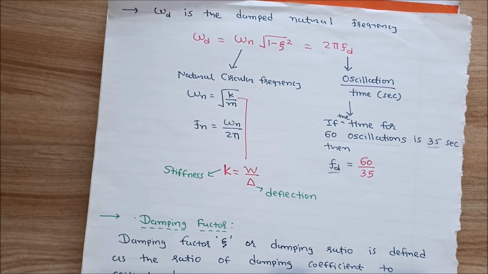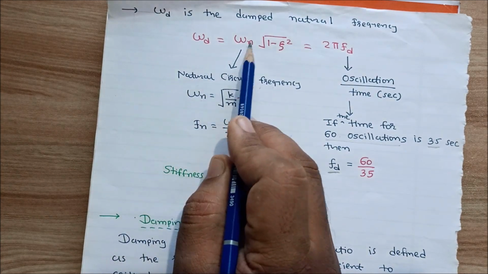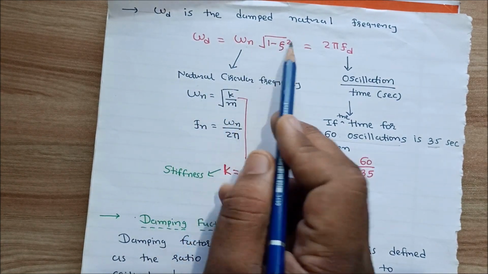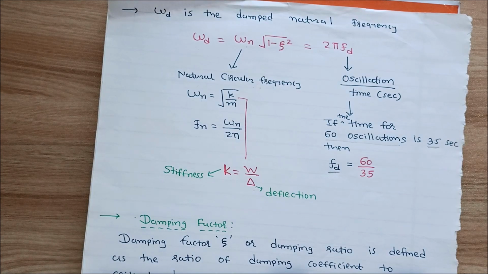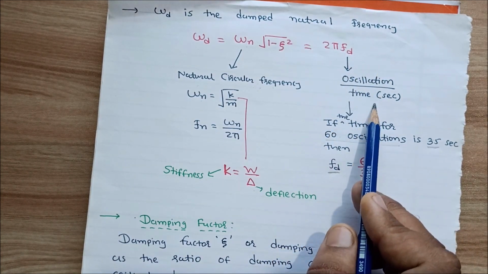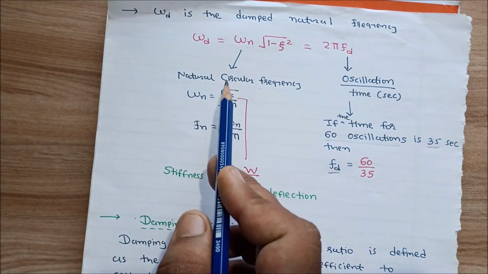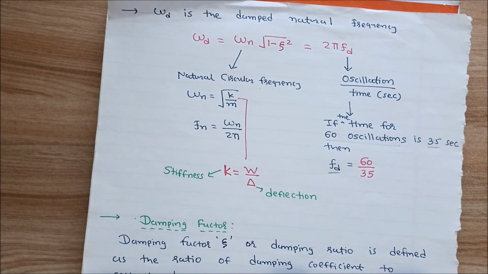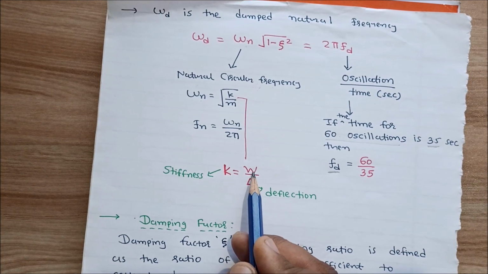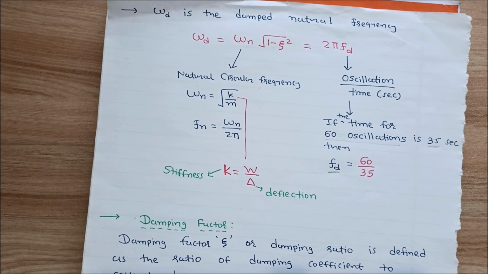So in dynamics of machinery, you remember this equation: omega d is equal to omega n under root 1 minus xi square, which is equal to 2 pi fd. Fd is oscillations divided by time. Omega n is equal to under root k by m, and k is the stiffness, that is the load required per unit deflection, so W divided by delta.